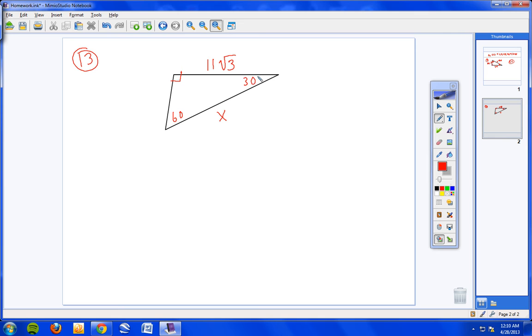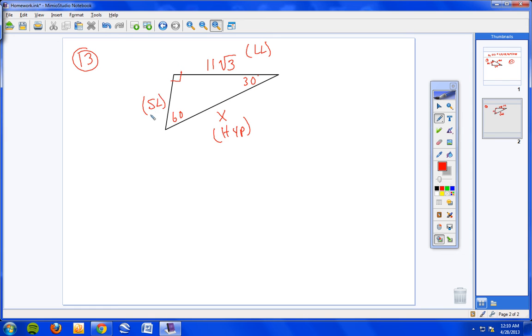Now the first thing I'm going to do is label all of my sides. So here's the right angle. I go straight across. This is my hypotenuse. So I'm trying to find the hypotenuse. Here is 60. I go straight across. This is my longer leg. Here's 30 degrees. Go straight across. This is my shorter leg.